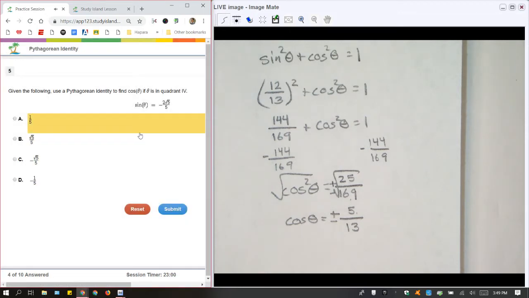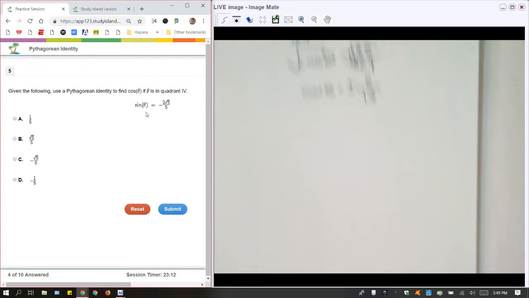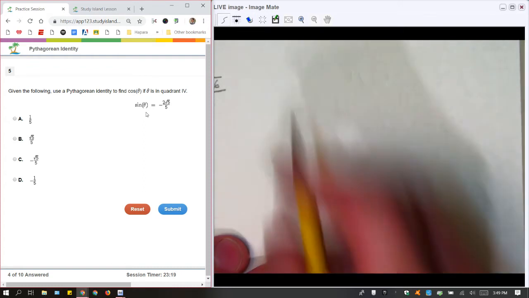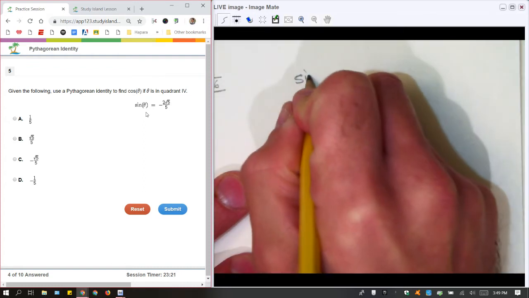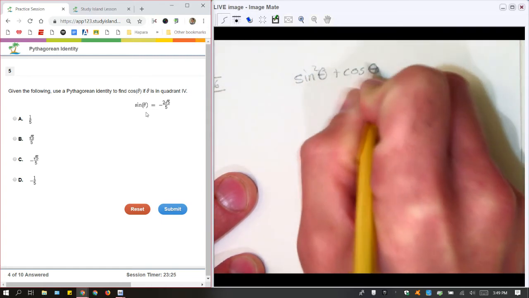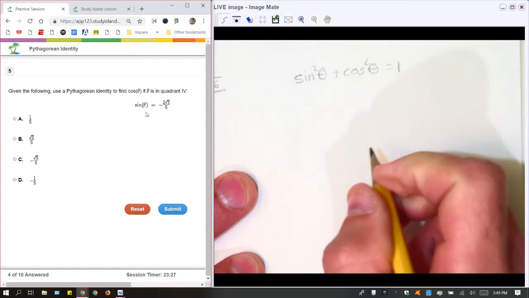Let's keep it going. Given the following, use a Pythagorean identity to find the cosine of theta if theta is in quadrant 4. Gives us sine again. So we're going to use the same one, sine of theta squared plus cosine of theta squared, but we're going to use quadrant 4 instead. So again, sine of theta squared plus the cosine of theta squared is equal to 1.